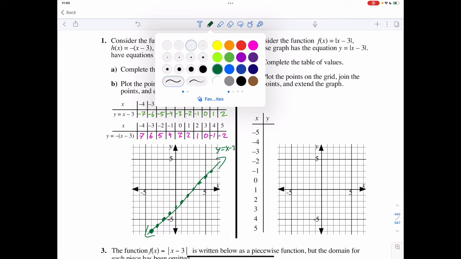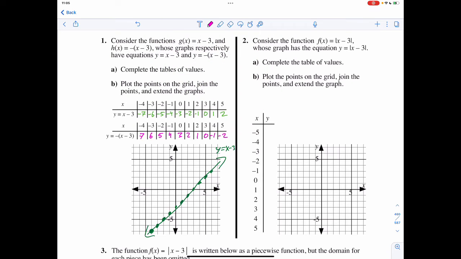I'm going to take the second one, starting at negative 4 and positive 7. And then it's going to go down to negative 3 and positive 6, negative 2 and positive 5. And this pattern is just going to keep going. And this is going to give me the y is equal to the negative bracket, x minus 3.